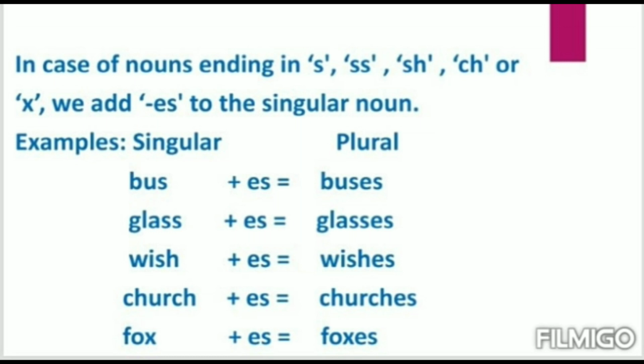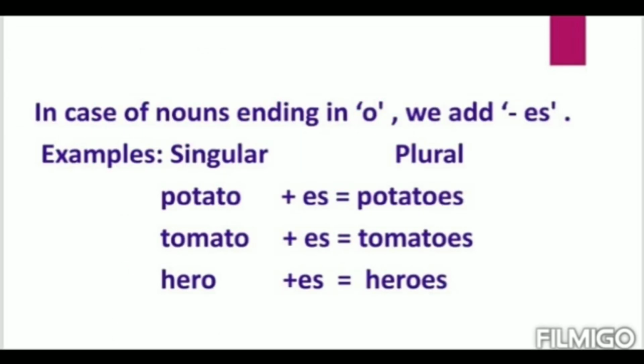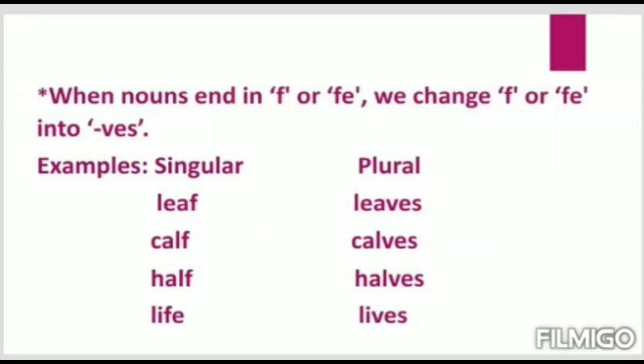In case of nouns ending in O, we add ES. Example: potato, potatoes, tomato, tomatoes, hero, heroes. When a noun ends in F or FE, we change the F or FE into VES. Example: leaf, leaves, calf, calves, half, halves.